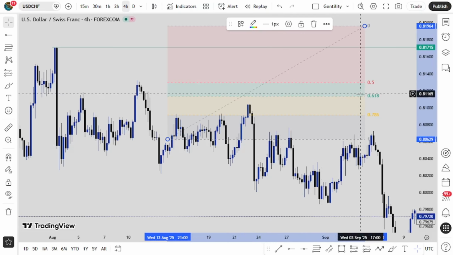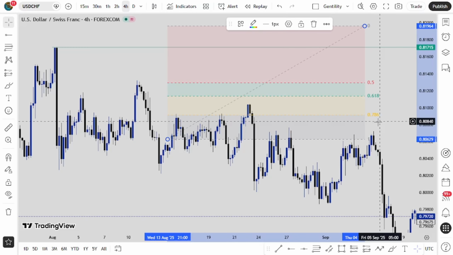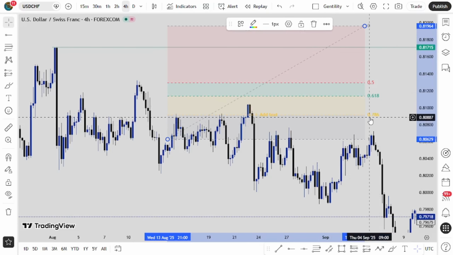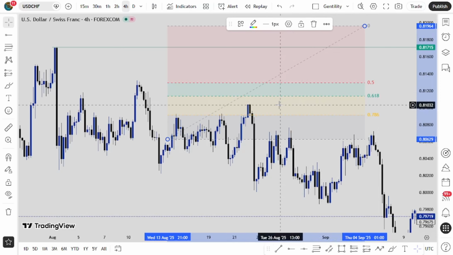So which particular sequence? Is it the 61.8% retracement or 78.6% retracement? Now, ideally, I go for the 0.786, that is the 78% retracement, this yellow bar. I want price to come into this bar before I can count it as a discount area for me to start looking for buying opportunities.